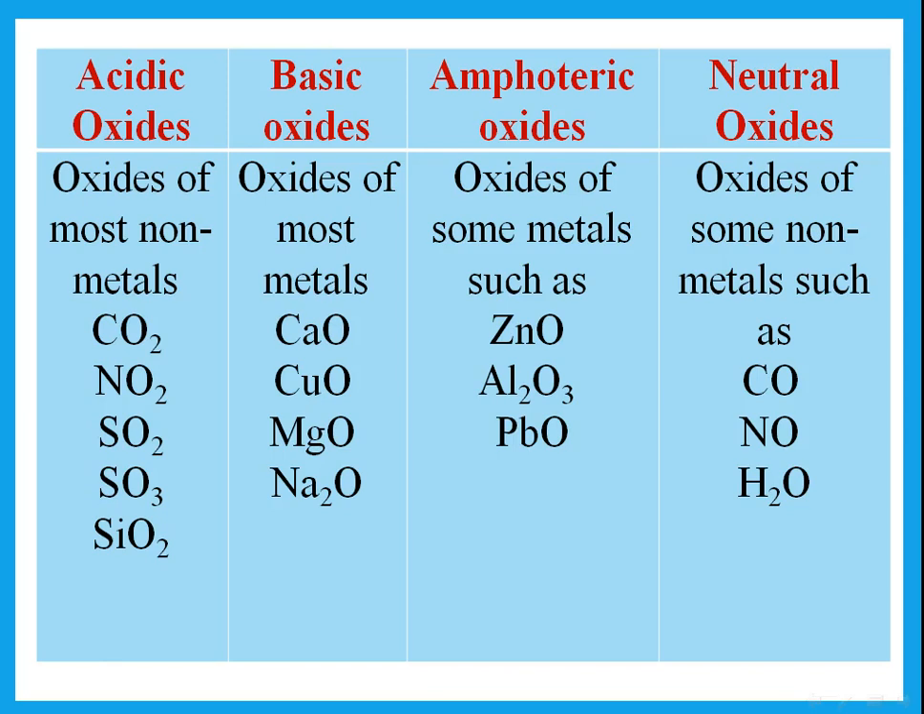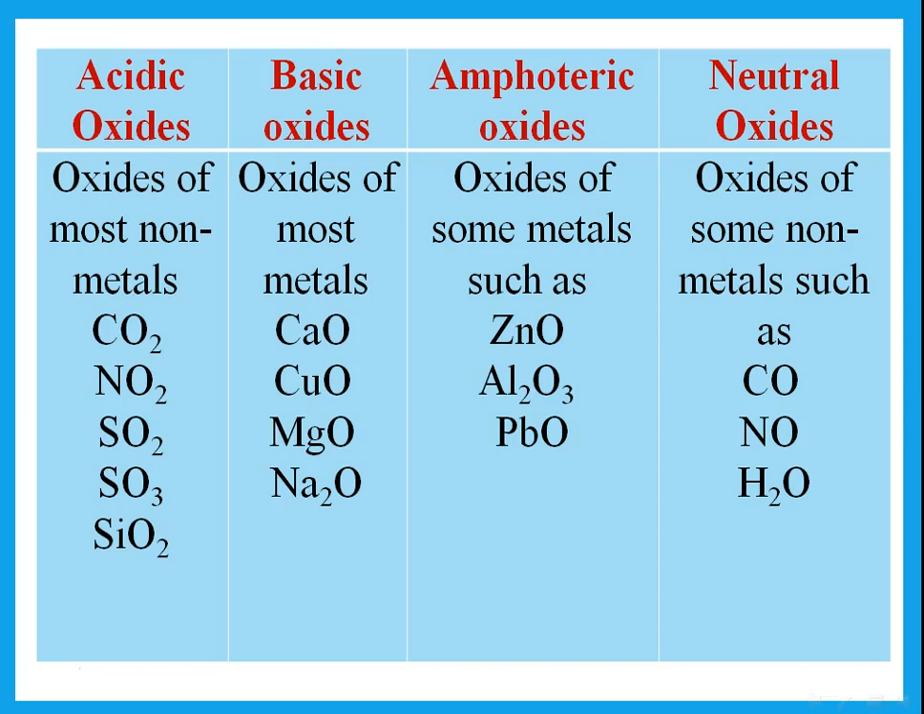Now, which oxides are acidic, basic, amphoteric, neutral? Remember that oxides of most non-metals. Non-metals are where in the periodic table? Non-metals are on the right side of the periodic table. So oxides of most non-metals are acidic. Carbon dioxide, nitrogen dioxide, sulfur dioxide, sulfur trioxide, silicon dioxide, all of these are acidic. Acidic means, first of all, if they dissolve in water, they form acid and they will react with a base.